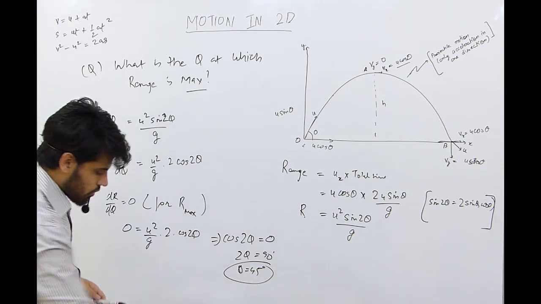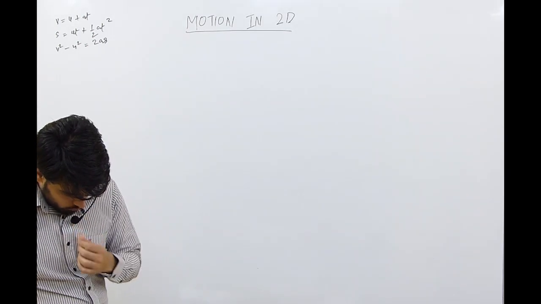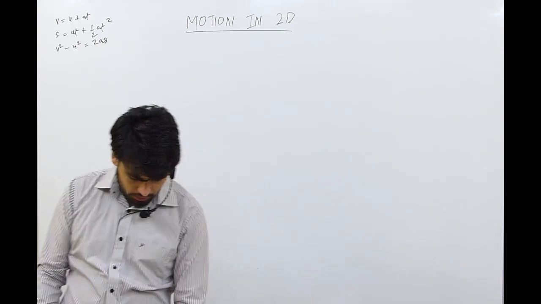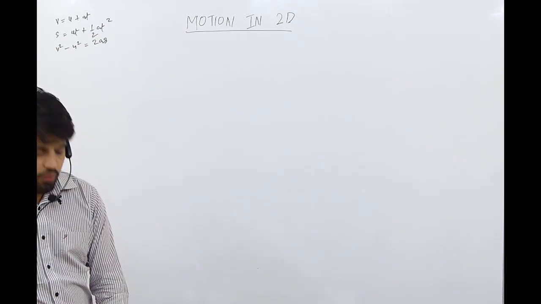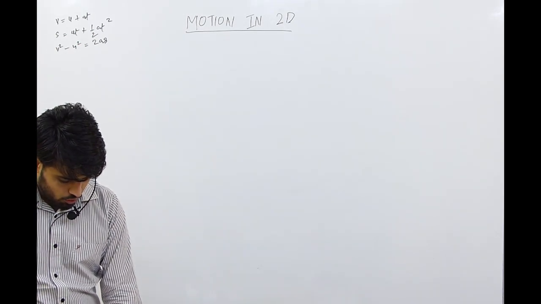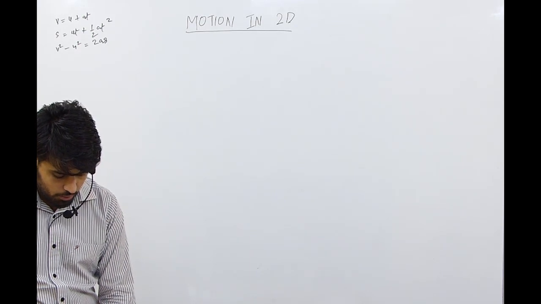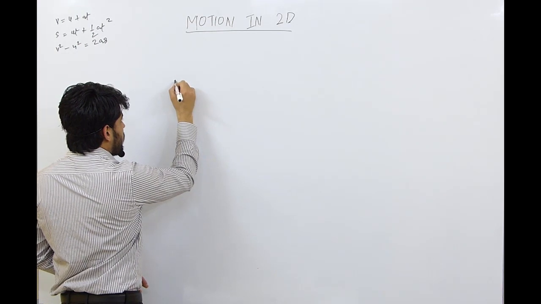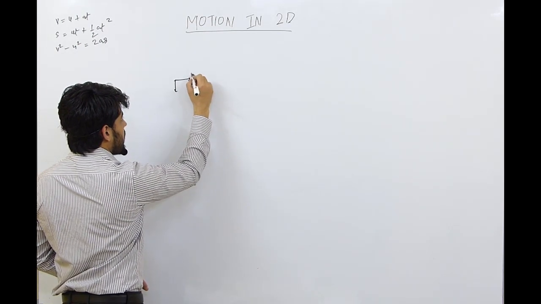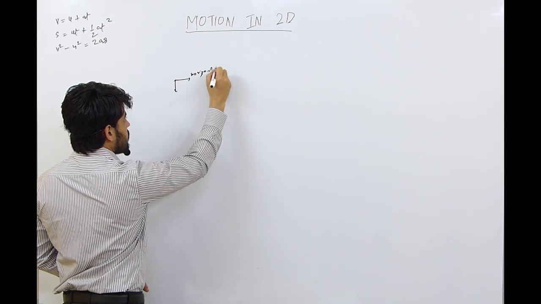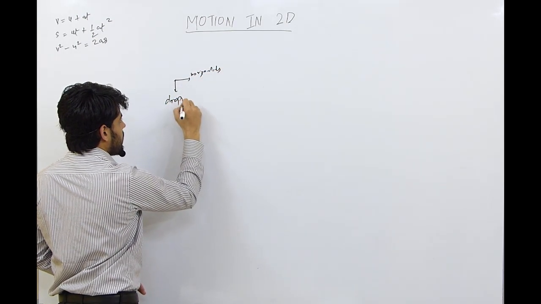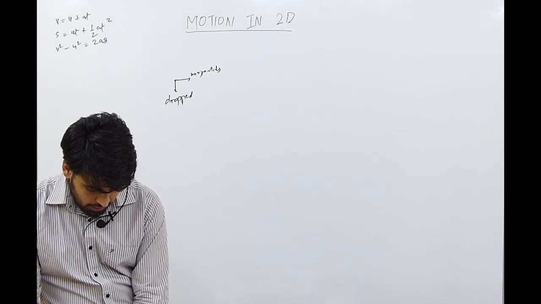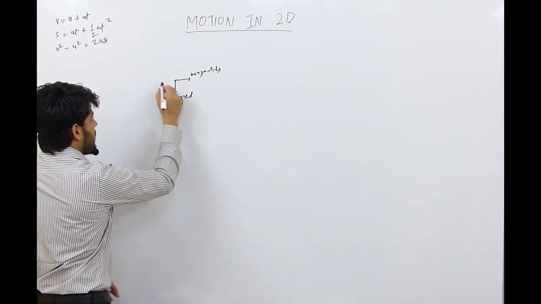Now we come to some questions. Suppose now we take one assertion and reason question. I'll read that out and you give me the solution. When a body is dropped or thrown horizontally from the same height, this is the height. One body is dropped and one is thrown horizontally. This is thrown horizontally and this is just dropped. They are from the same height. It would reach the ground at the same time. This height is the same.